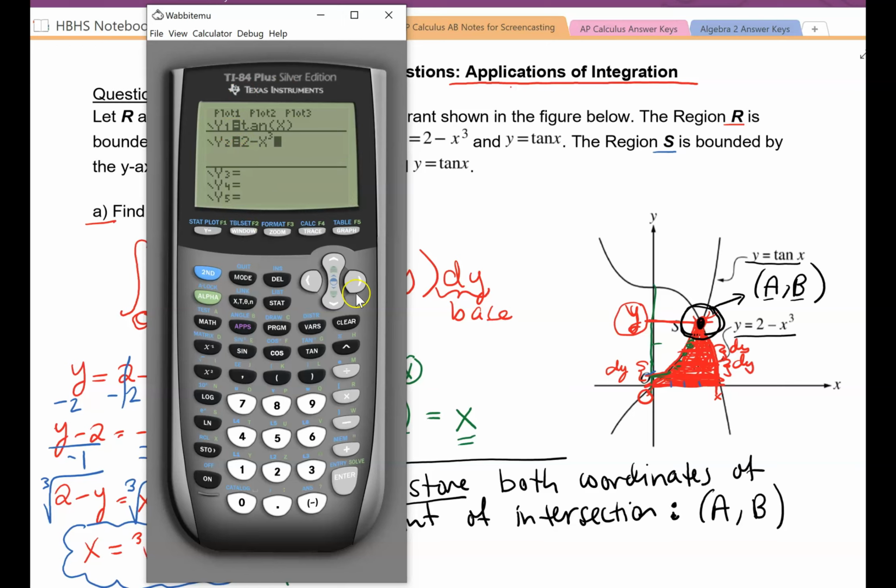Now you want to make sure, because this is a trig function, that you're always in radian mode when working with trig functions in calculus. Okay, but let me go back to my y equals. I have my equations here.